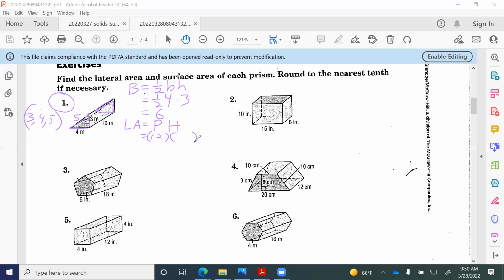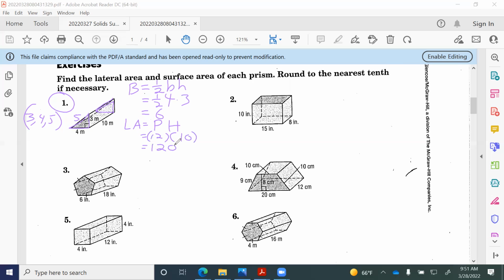Most common mistake would be to say 3. It's 10. Again, we're looking for the distance between the 2 bases. That's going to be our height of the solid. So 10 is going to be the height of the solid. So for our lateral area, we have the perimeter of the base, which is 12, times the height of the solid, which is 10, for a total of 120.